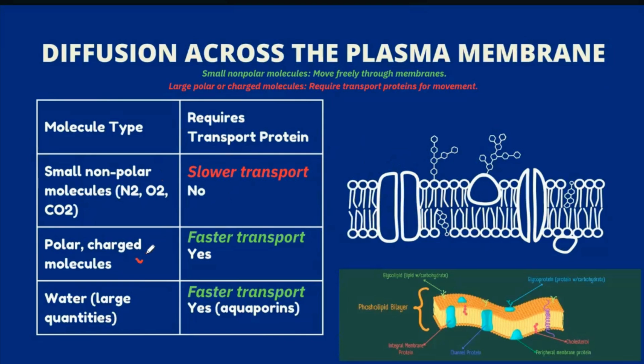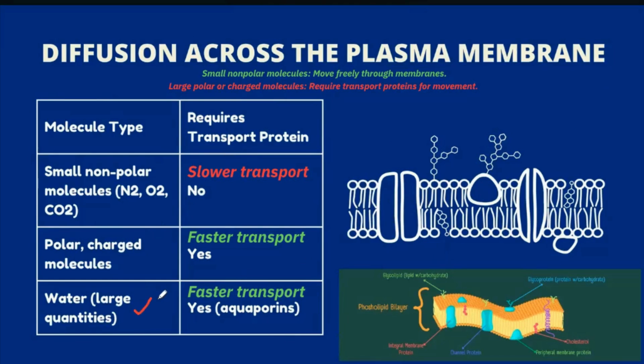Now let's talk about polar charged molecules. Those are going to be faster transport, and they do need the assistance of a protein, something like a channel protein, to help assist the product from going from one side to the next. It's very quick, but not as efficient, because it does require something like a channel protein to go through.